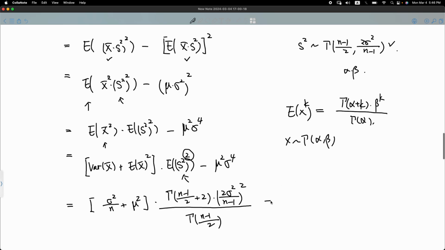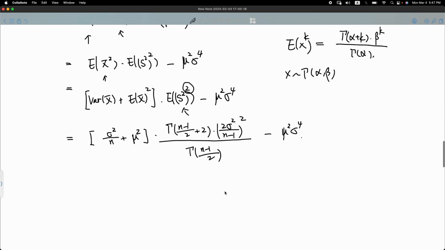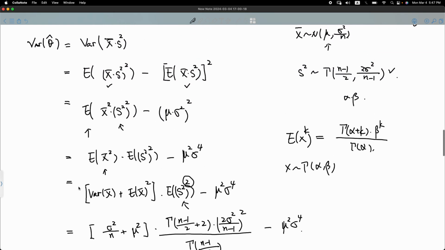Okay, and then everything together minus mu squared sigma to the power 4. Okay, so now we have expressed everything explicitly in terms of all the parameters. They all involve either sigma, mu, and n, and constants. So the rest just simplifies. Yeah, any questions up to this point?